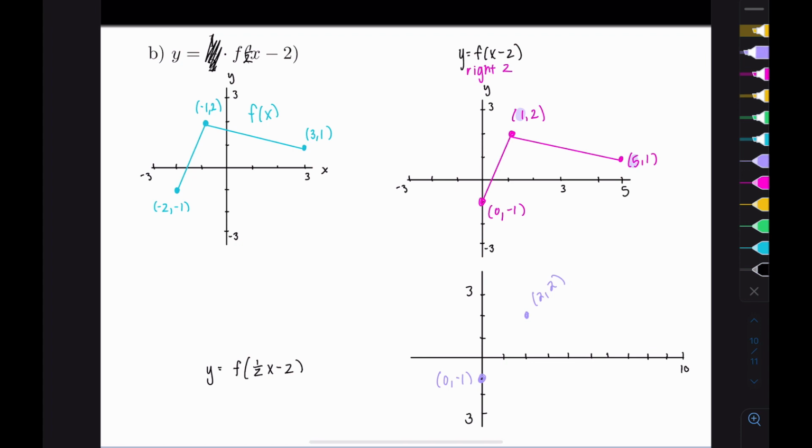Same thing here. I'm attaching the 1/2 to x. It does the opposite of what I want. So instead of it cutting the 5 in half, it's going to double it, and it's going to go to 10. So it goes through the point 10, 1. Okay. So remember, the 1/2 is a horizontal stretch, so it makes our graph wider. So always when you're going through these problems, x does the opposite of what you would think.